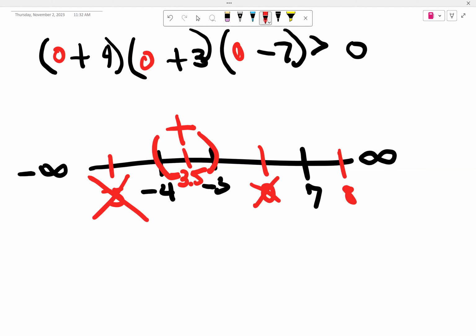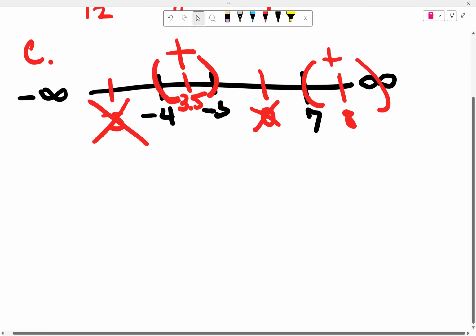And lastly, over here on the 7 to infinity, I have 8. So let's make these 8s. You look at this, I have a positive 12, a positive 11, a positive 1 is positive also. So this interval is a winner. So it looks to me like these are my two solutions. So this would be answer choice C in your review packet.